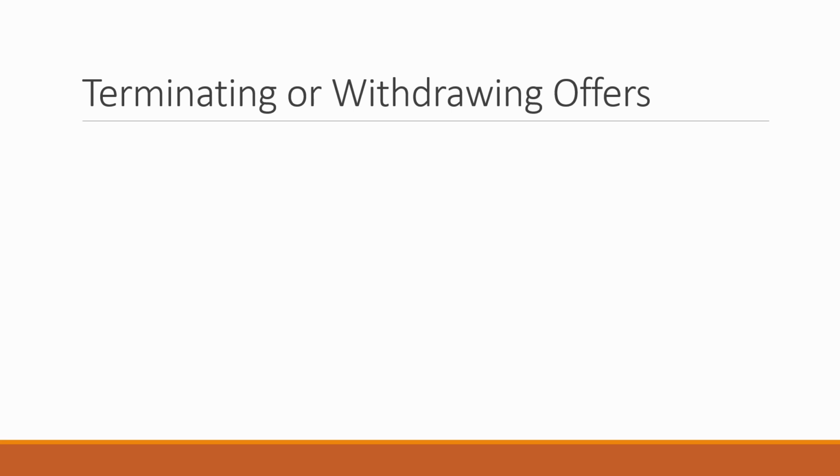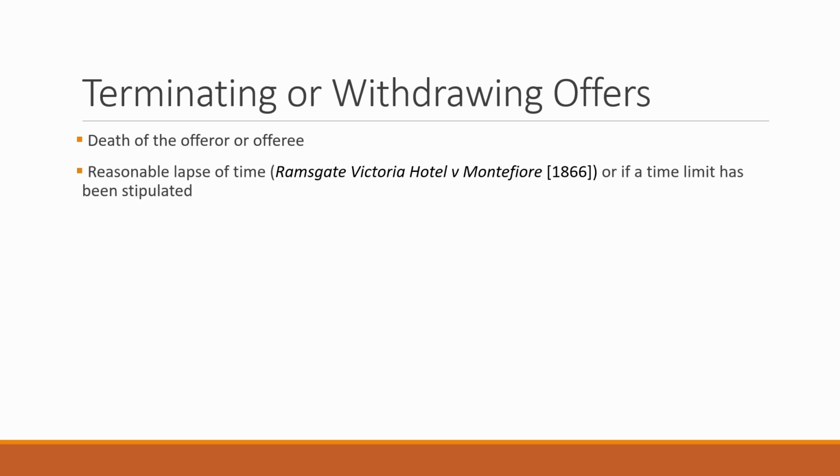Now that we understand what constitutes a valid offer, and also what differentiates an offer from an invitation to treat, we need to consider the ways in which an offer may be terminated or withdrawn. Firstly, an offer may be terminated by the death of the offeror or the offeree. An offer may also be terminated after a reasonable lapse of time. What amounts to a reasonable period of time will be considered on a case-by-case basis, as seen in Ramsgate Victoria Hotel and Montefiore. Alternatively, where the offer stipulates a time limit within which acceptance must occur, the offer will cease to be open for acceptance when that time limit has expired.